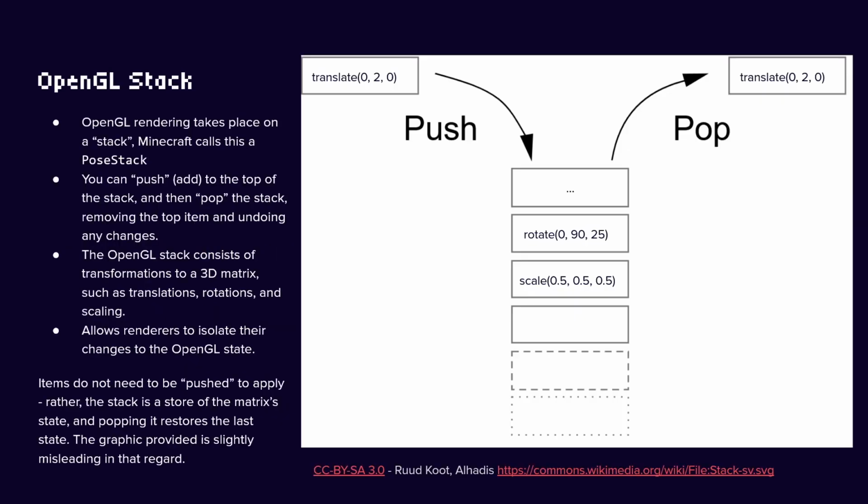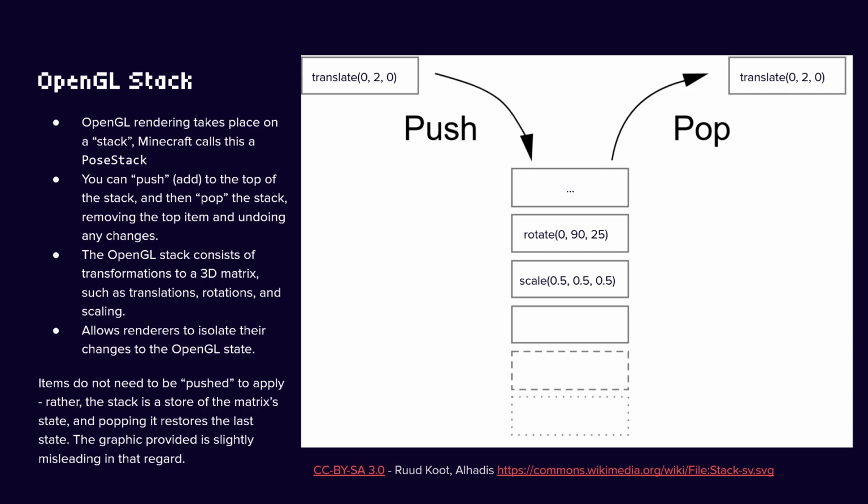So OpenGL has a concept called the stack. The stack describes the transformation of the current rendering matrix. So basically, you can have different objects drawn in the world, and when you draw them, they exist at a certain point in the matrix that's described by translations, rotations, and scales. And so to move something 2 blocks to the right, you can translate it by 2. Or to make something twice as large, you can scale it by 2. That's how the matrix works.